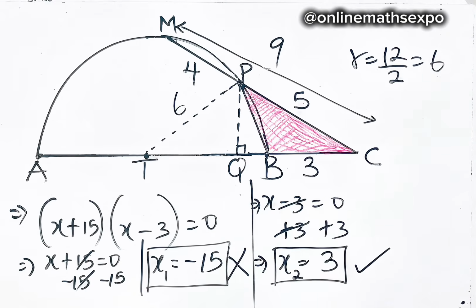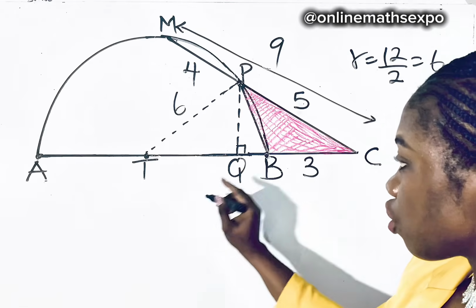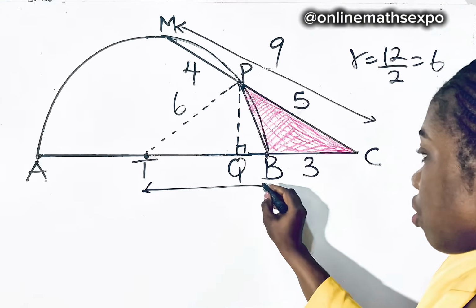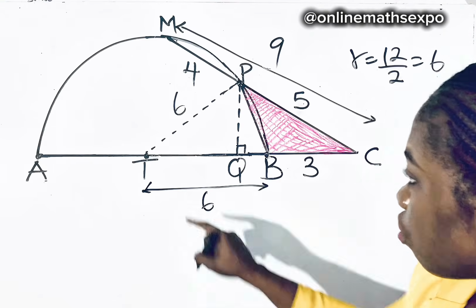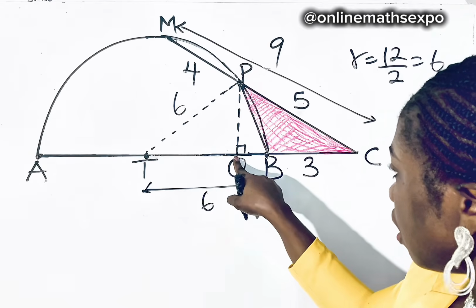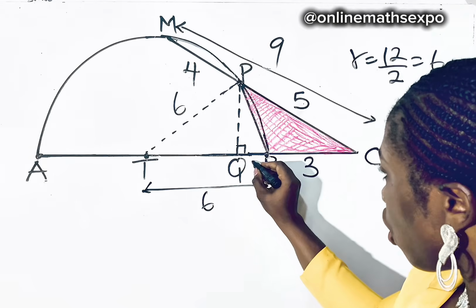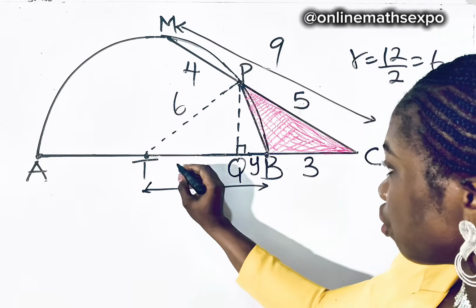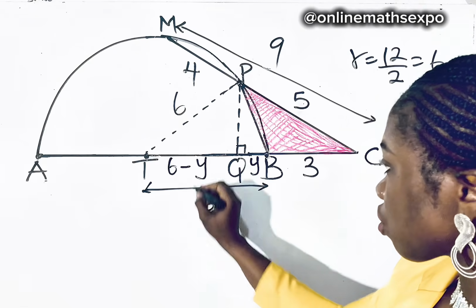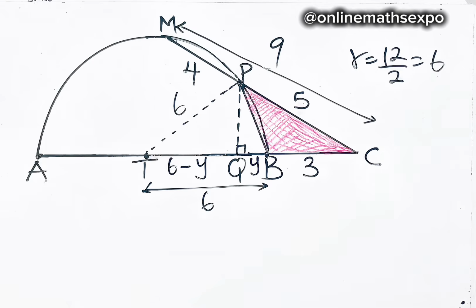Now, what should we do next? From T to B is also the radius. This is the radius, which is also 6 units. It means that if this length QB becomes y, then length TQ is going to be 6 minus y. Now, what should we do next?